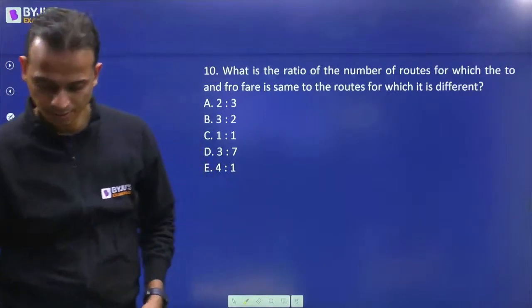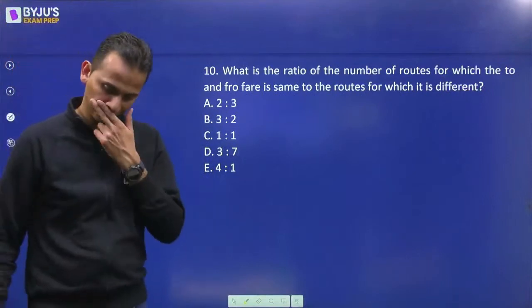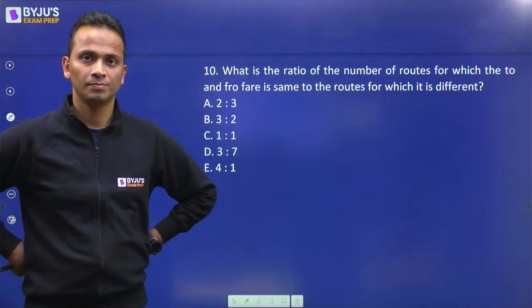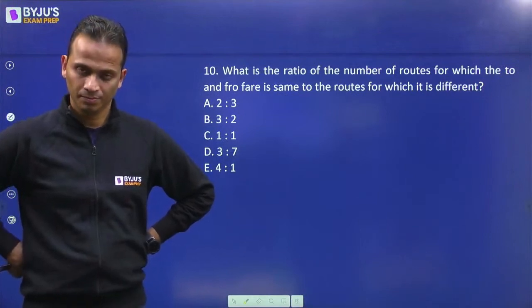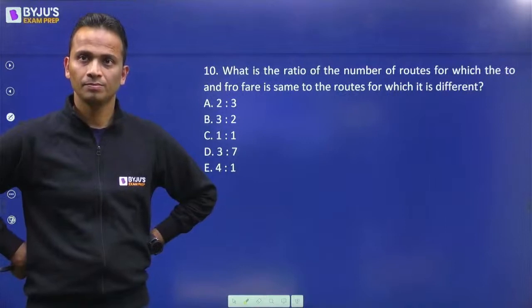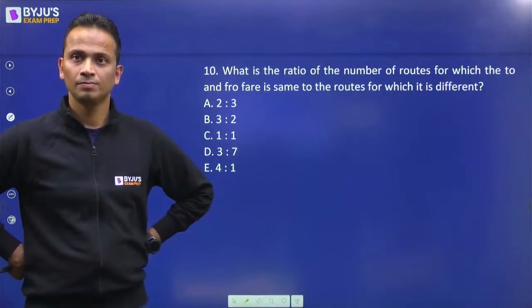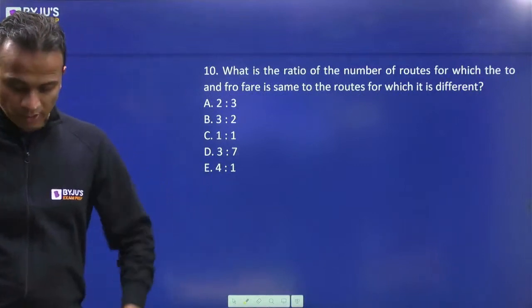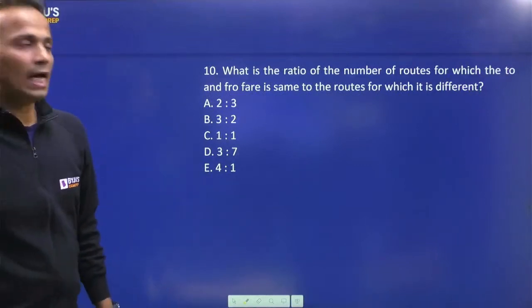Yes, any answer? Yes, Mr. Upadhyay, there will be many more sessions for XAT.